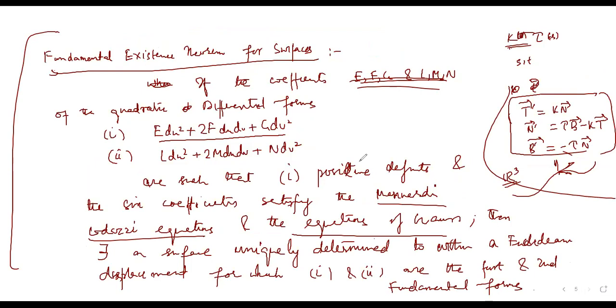So we are saying that if certain partial differential equations are satisfied by E, F, G and L, M, N, then there exists a corresponding surface which is unique up to a Euclidean displacement. And if there is any difference, that will be only in the placement in the ambient space. You can superimpose one surface on the other by a Euclidean motion, by a rigid motion. Anyway, let's leave it there and we come to another topic.